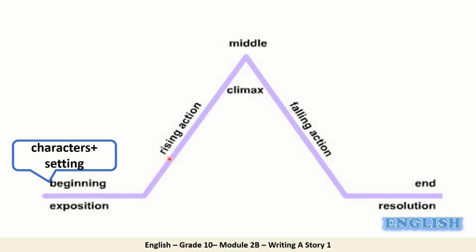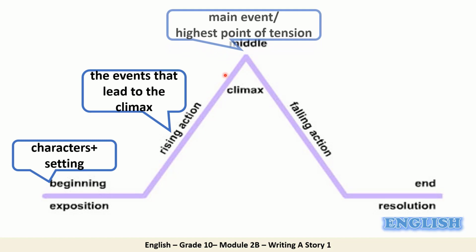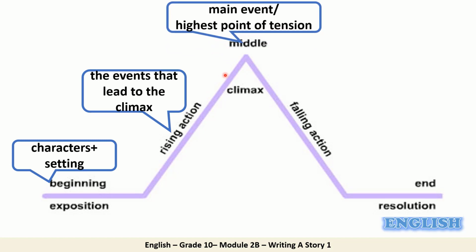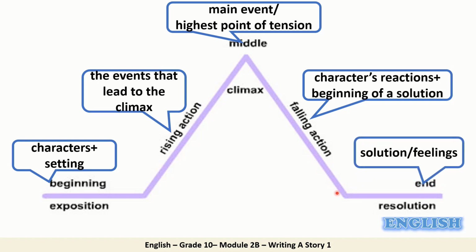Moving on, we start raising the action. They are the events that lead to the climax. Reaching the climax, which is the main event or the highest point of tension. After reaching the highest point, we will start moving downward, reaching the falling action, where the characters' reactions start calming down and we start seeing a beginning of a solution. Reaching to the end or the resolution, where we have the solution of the problem and characters' feelings.